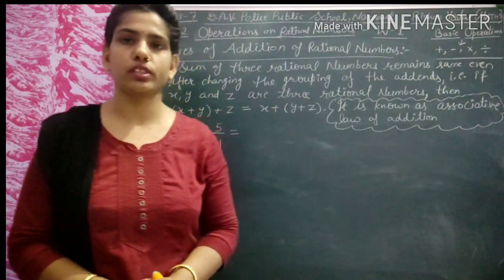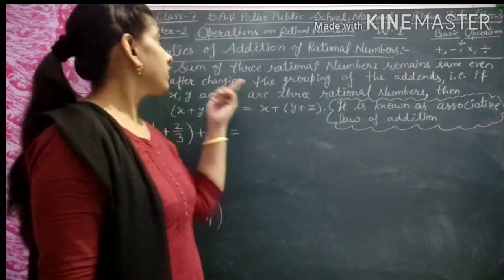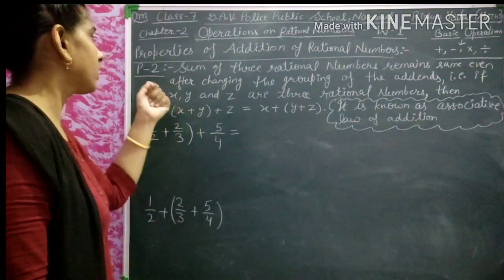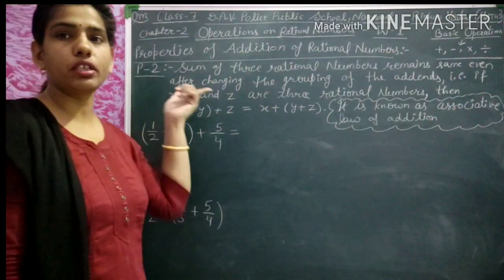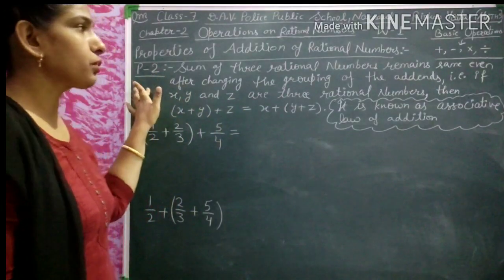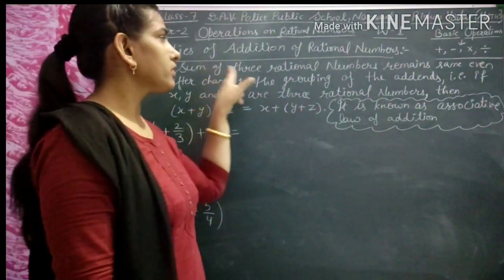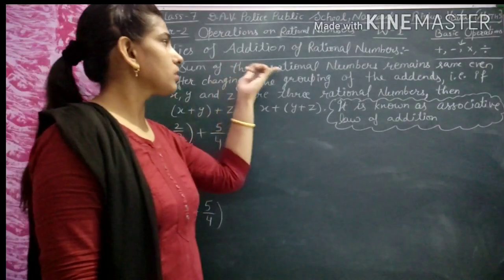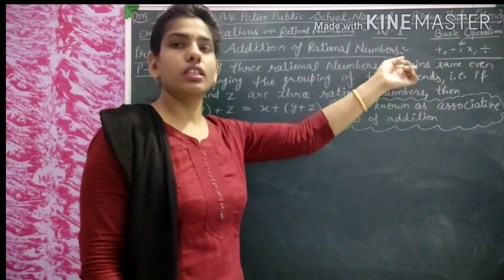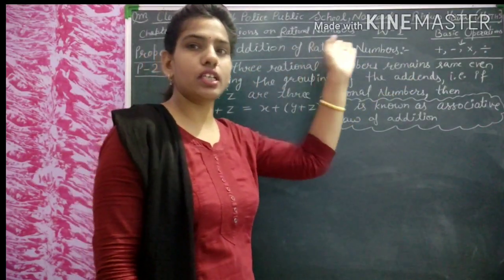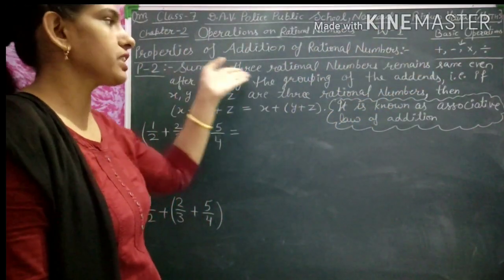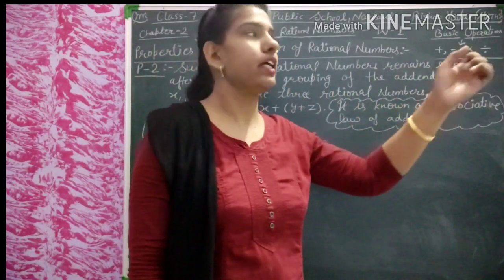Yes, dear students. Look here. We are doing properties of addition of rational numbers. This is property number 2. Property number 2 says that if there are 3 rational numbers, the sum of the 3 rational numbers remains the same even if we change the grouping of addends.